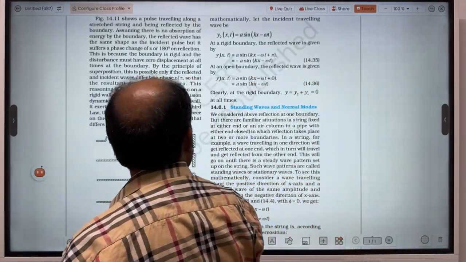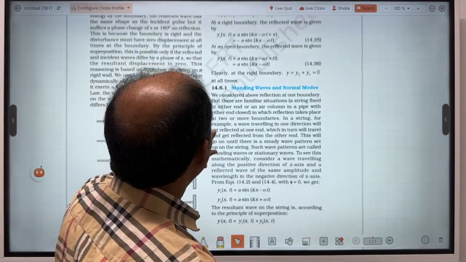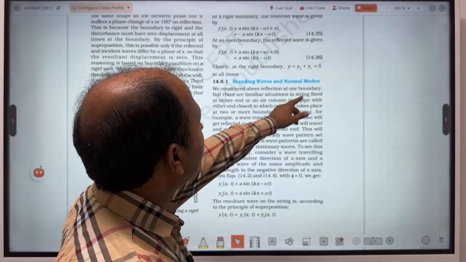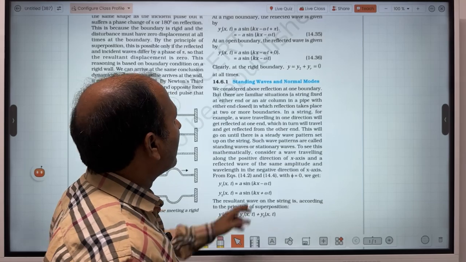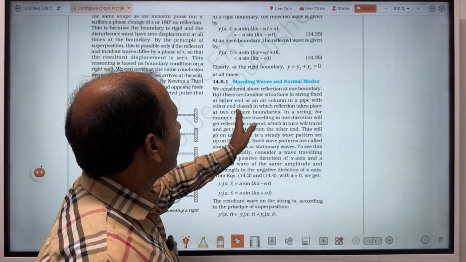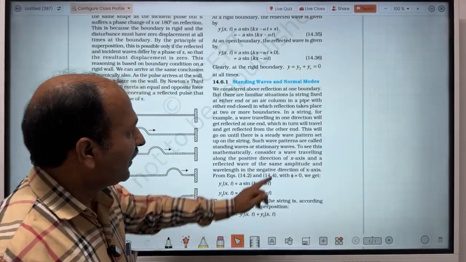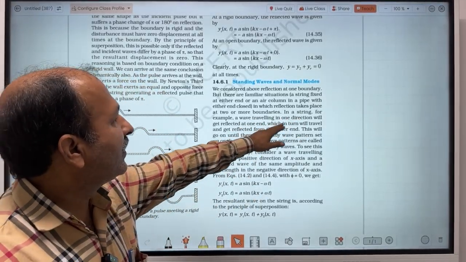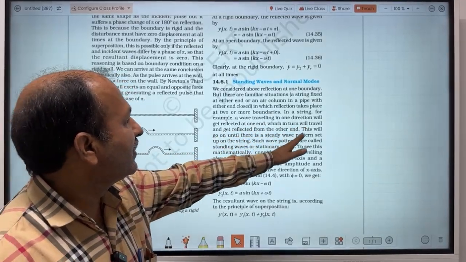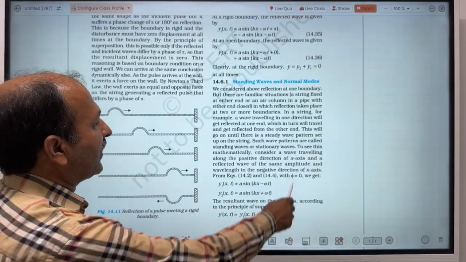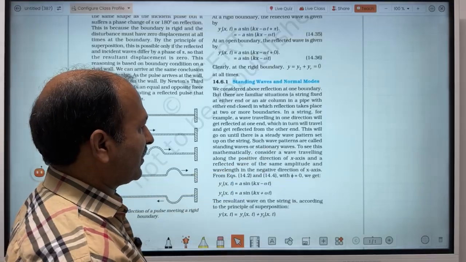Now we are going to see standing waves, and then we will consider different modes of vibrations. So we considered reflection at one boundary, but there are familiar situations like a string fixed at either end or an air column in a pipe with either end closed, in which reflection takes place at two or more boundaries. In a string, for example, a wave traveling in one direction will get reflected at one end, which in turn will travel and get reflected from the other end. This will go on until a steady wave pattern is set up on the string. Such wave patterns are called standing waves or stationary waves.